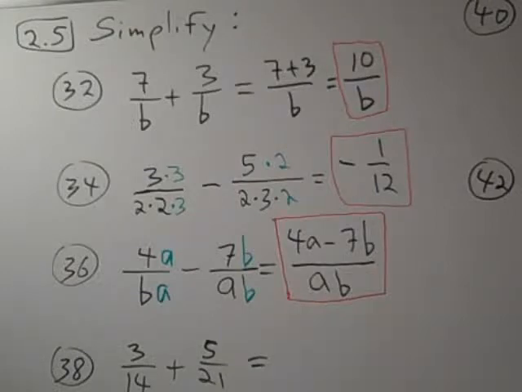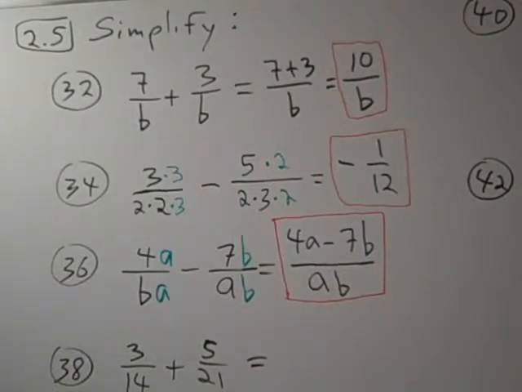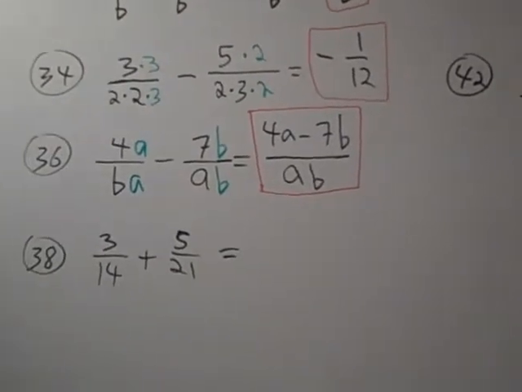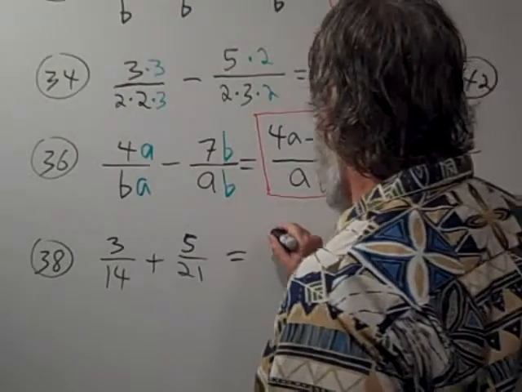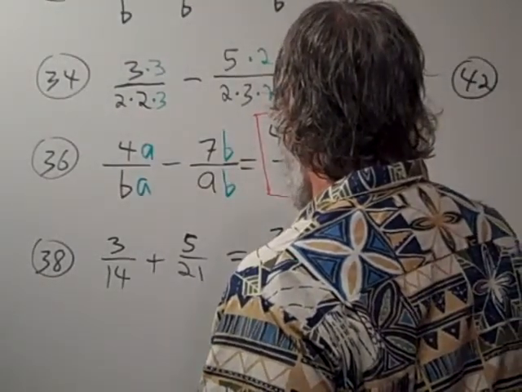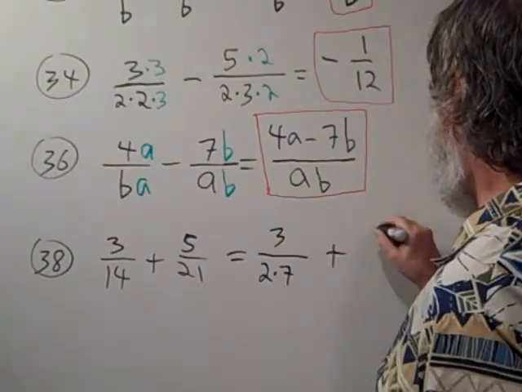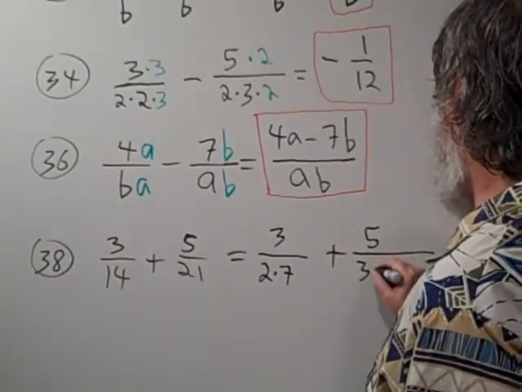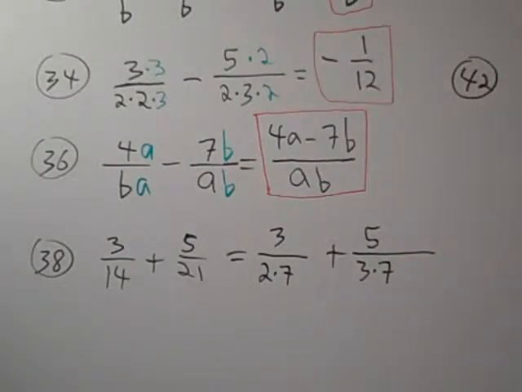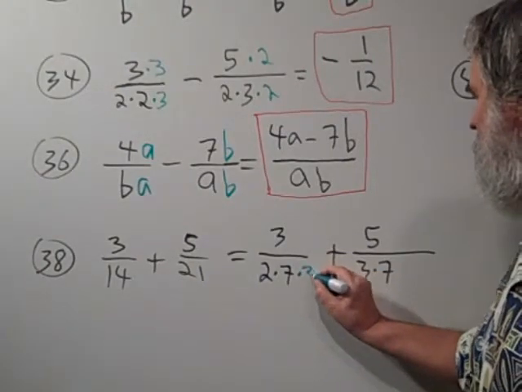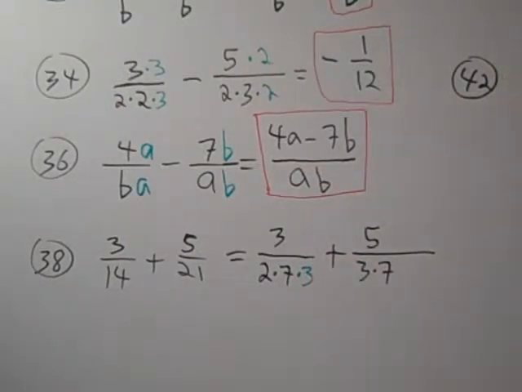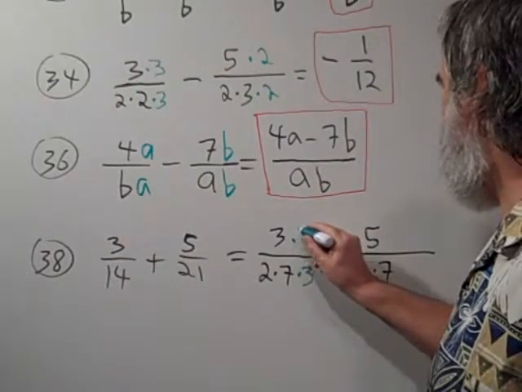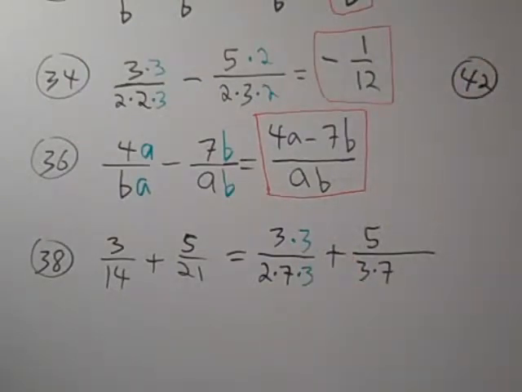In number 38, we first need to find a common denominator. So we first have to factor the denominators. 14 is 2 times 7. Well, 21 is 3 times 7. You can see that the first denominator is lacking a 3 to get the least common multiple of all of the denominators. And we have to put a 3 on top, so we don't change the value of the fraction.